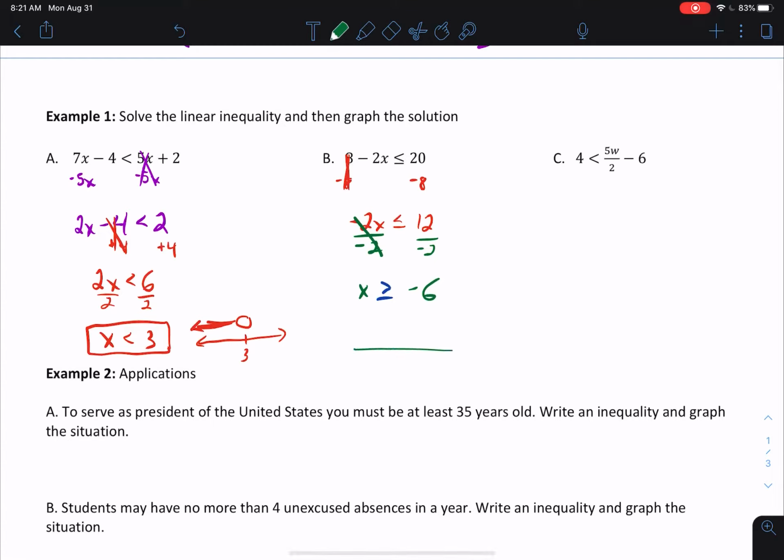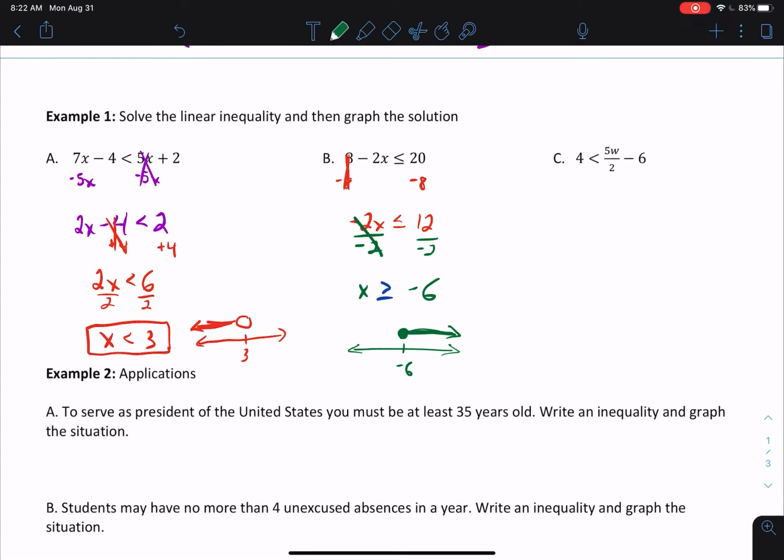So starting on a graph, I'm going to start at negative 6, closed circle at negative 6 because I have that equality, and x is bigger than or equal to negative 6, so I'm going to shade to the right. My arrow is going to go off to the right.